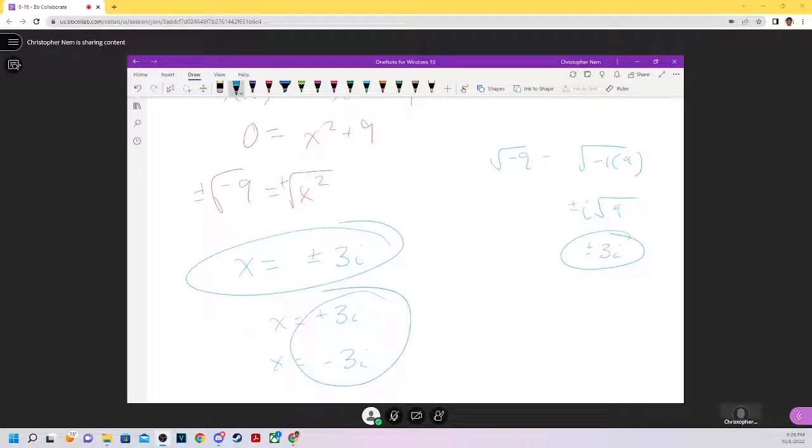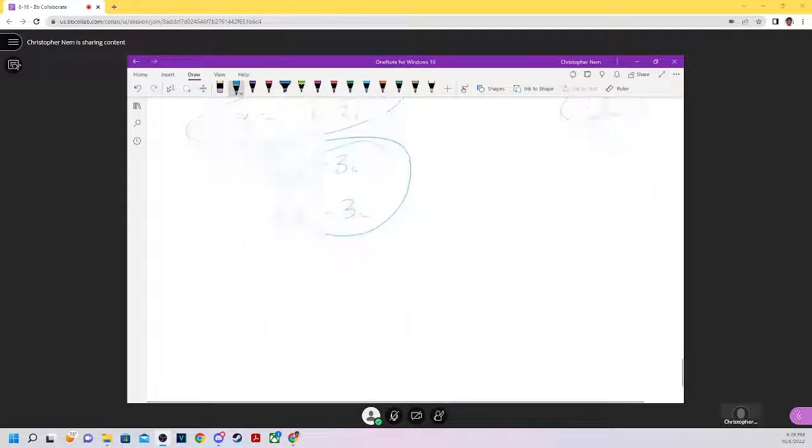These are conjugate pairs. So I think this is a good stopping point. We'll finish up 3.5 tomorrow or the day after that, and then we'll be good to go with 3.5.